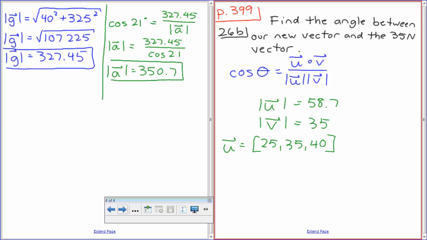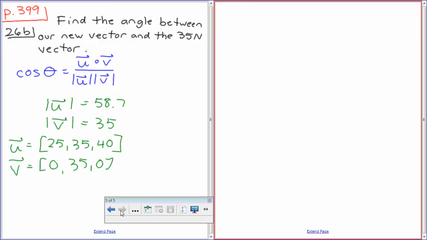Vector v then should be, are these numbers just in the textbook? Yes. Okay. Yeah, of course you did your homework last night, so you're aware of all these things, right? I mean, experience. Okay, 0, 35, 0.